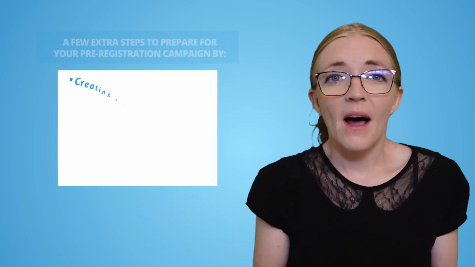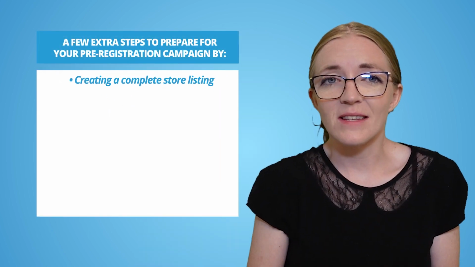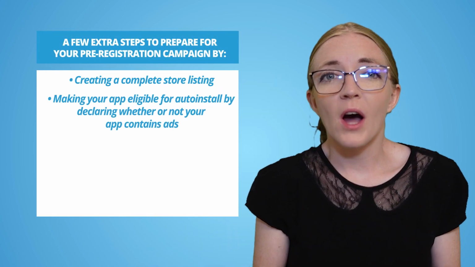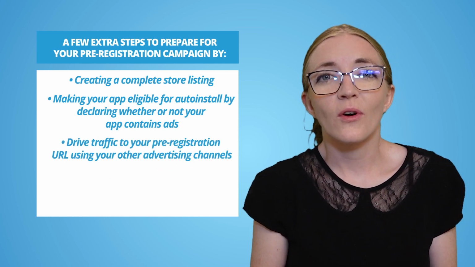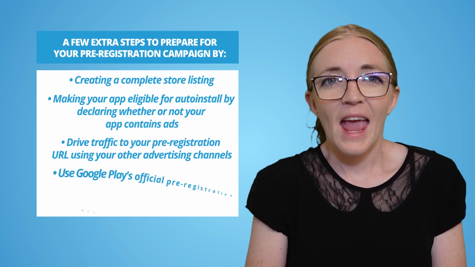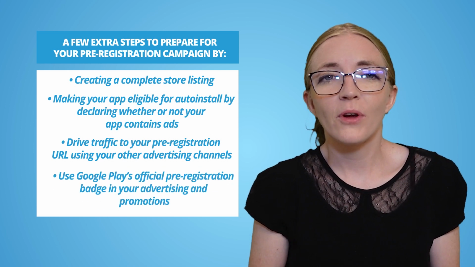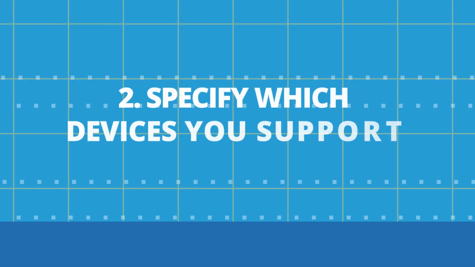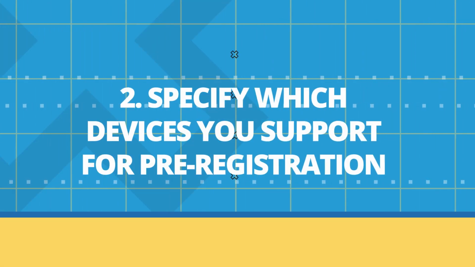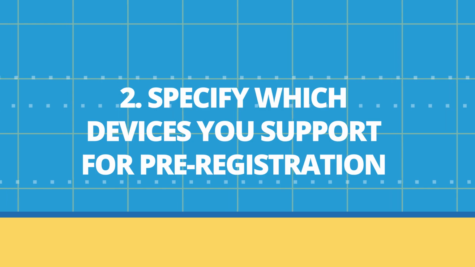It's also a good idea to take a few extra steps to prepare for your pre-registration campaign by creating a complete store listing, making your app eligible for auto-install, driving traffic to your pre-registration URL using your other advertising channels, and by using Google Play's official pre-registration badge in your advertising and promotions. The next thing you need to do is specify which devices you support for pre-registration. The Play console will use your app's manifest to know which devices are okay and which are not.